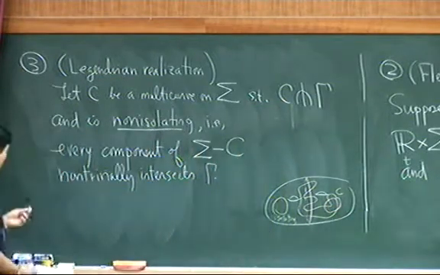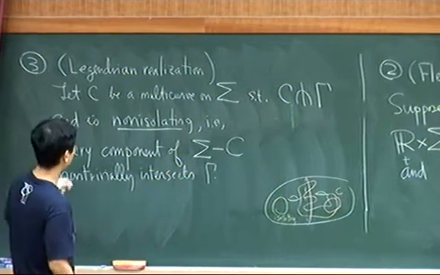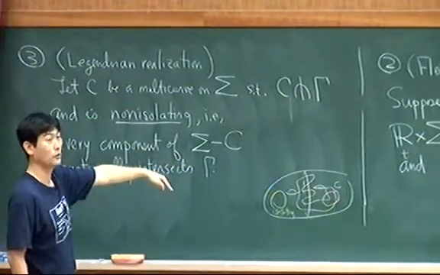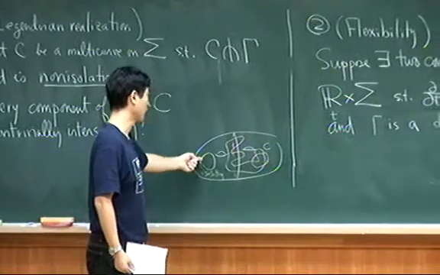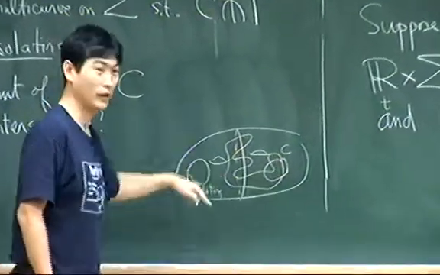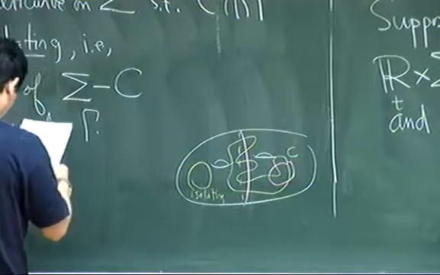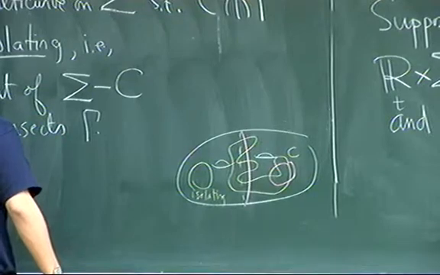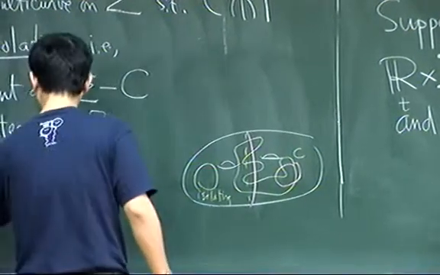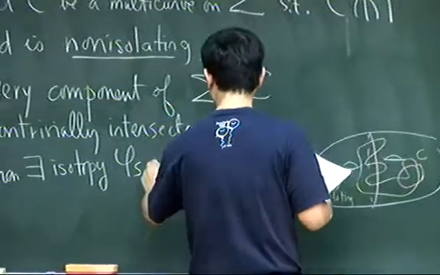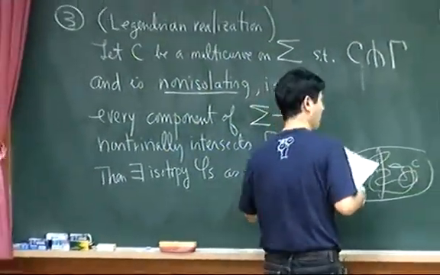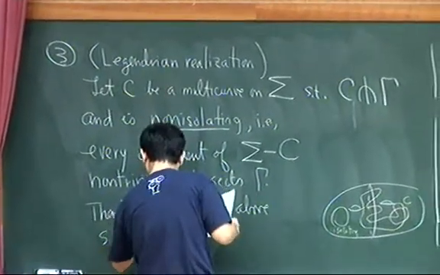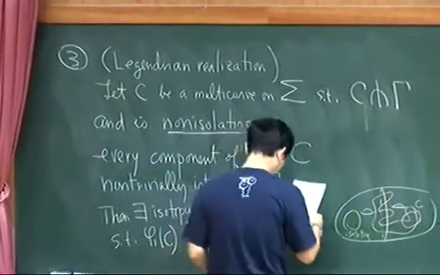Okay. Anyway, why am I interested in this? It's because if I have such a multicurve, then I can always realize it as a Legendrian curve on a convex surface sigma with the same dividing set. Okay. So then there exists an isotopy phi sub s, as above, as in this flexibility theorem, such that phi1 of C is Legendrian.